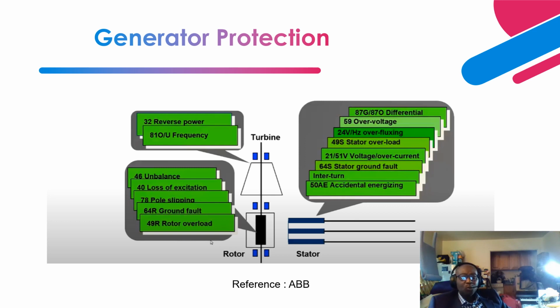Then for the stator, we have a differential, right? That we can have overall and generator differential. Then overvoltage applies to the stator. Then overfluxing applies to the stator. Then thermal overload of the stator applies to the stator. Then also voltage restraint and step distance apply to the stator. Then stator ground fault applies to the stator. Then accidental energization, that is inadvertent energization during outage, applies to the stator.